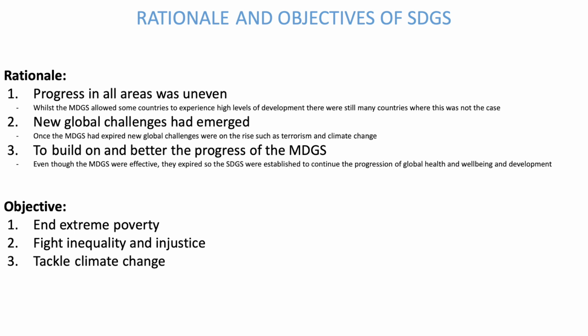Another reason is that new global challenges had emerged. Once the MDGs had expired, new global challenges were on the rise, such as terrorism and climate change. And another reason was to build on and better the progress of the MDGs. Even though the MDGs were effective, they did expire, so the SDGs were established to continue the progression of global health and well-being and development. The 3 objectives of SDGs are to end extreme poverty, fight inequality and injustice, and tackle climate change.